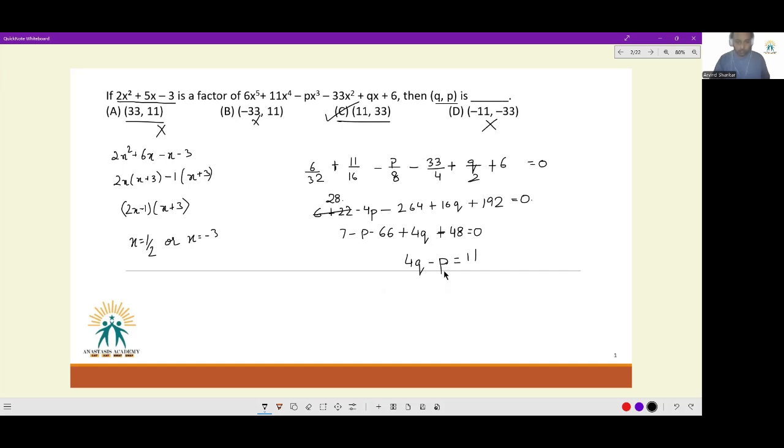In case we don't see this 4q minus p equal to 11 is fitting only for one answer choice, and we go ahead and solve it for the other one, then we'd have something like this. 6 into 243 plus 11 into 81 minus 27p minus 33 into 9 plus 3q plus 6 is equal to 0. Something along these lines we'll get.